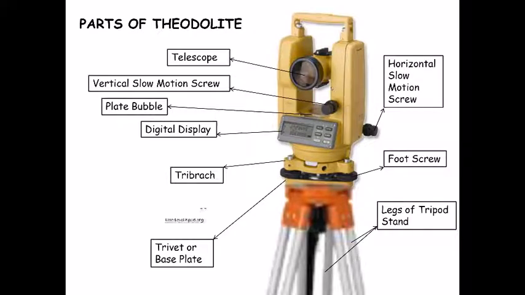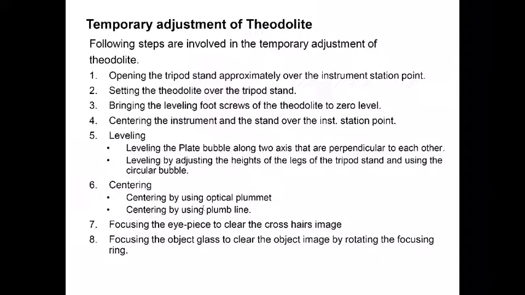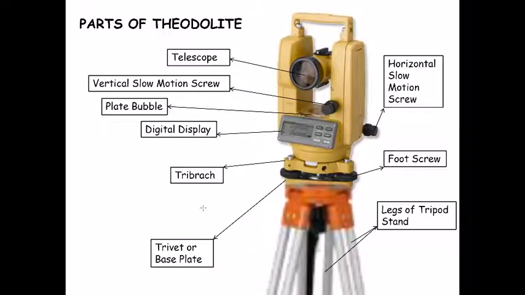When I talk about the temporary adjustment of the theodolite, the first thing that we have to do before setting out the instrument is to set the tripod stand above the station point and open it up to a reasonable height. Then fix the instrument above the tripod and roughly level it using the tripod stand. Once that's done, you look through the optical plummet and try to center the instrument above the station point. After that, you use the foot screws to precisely level the instrument.